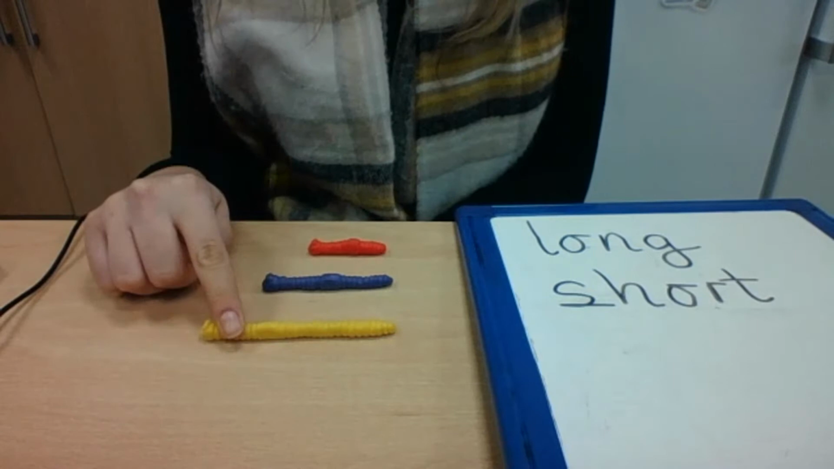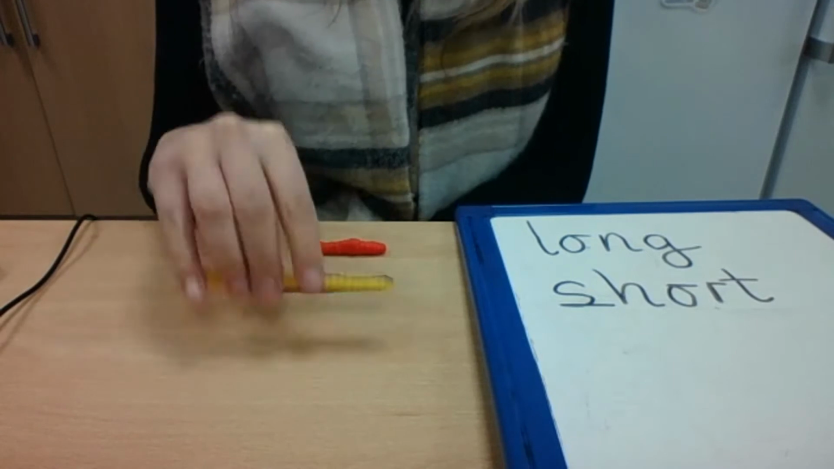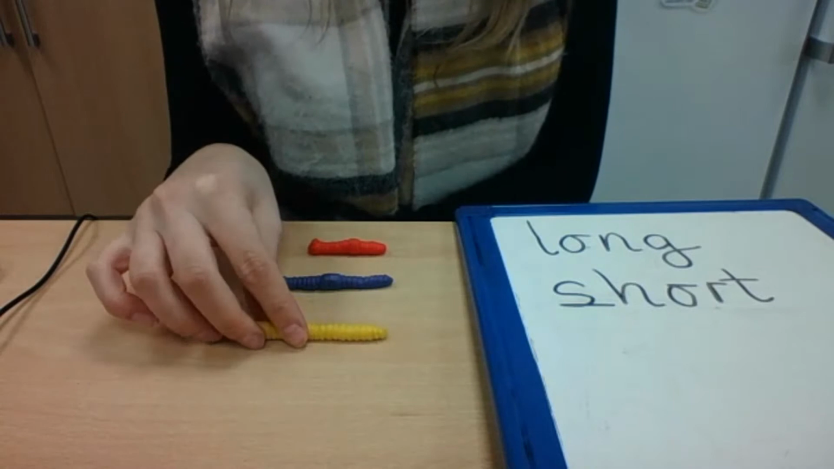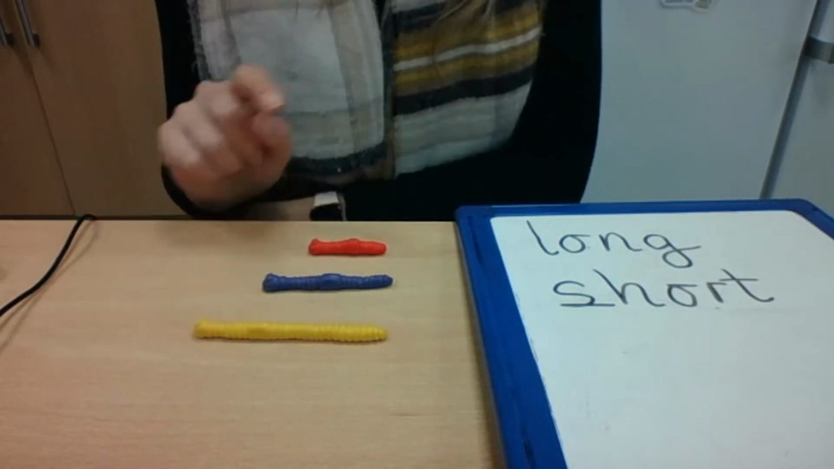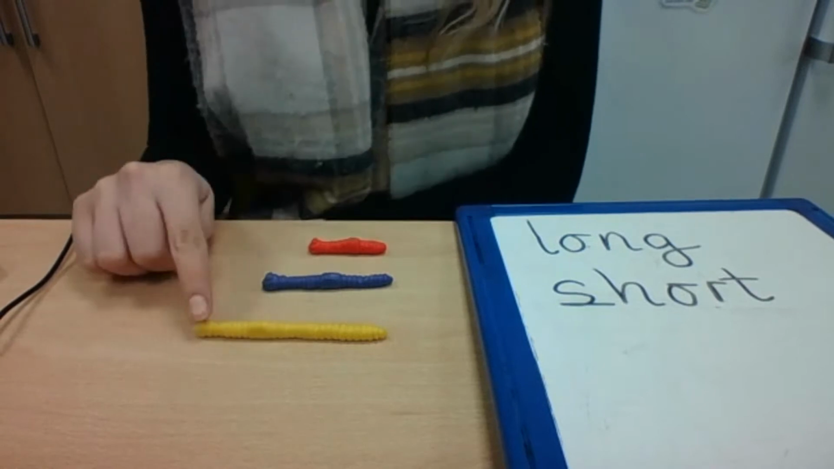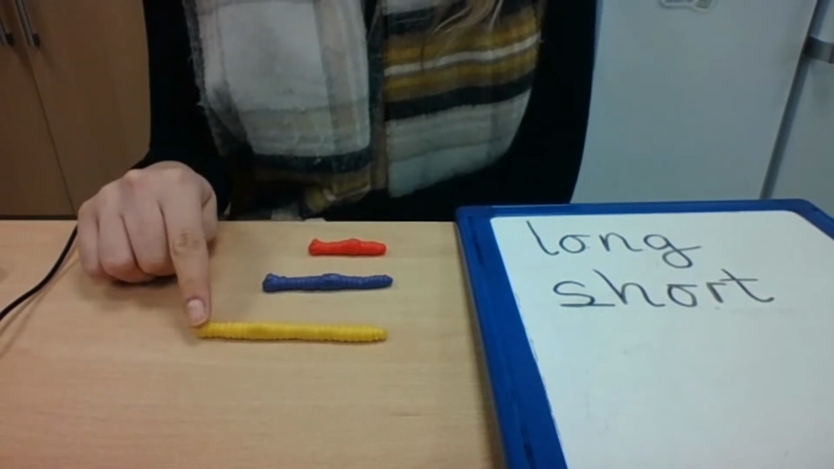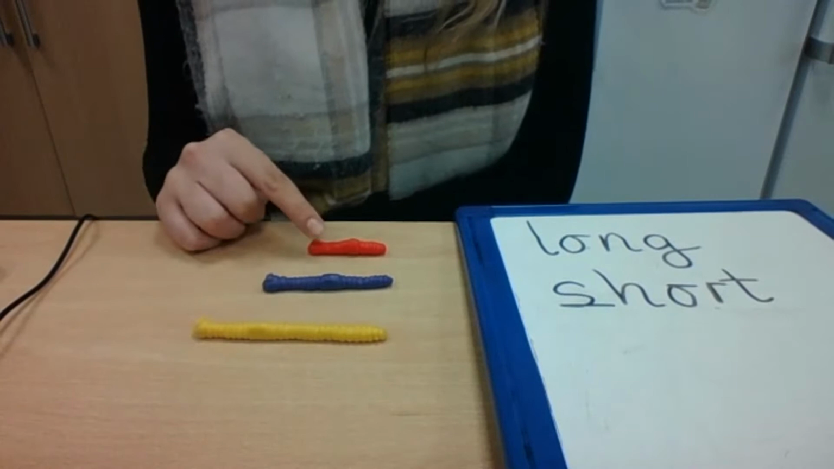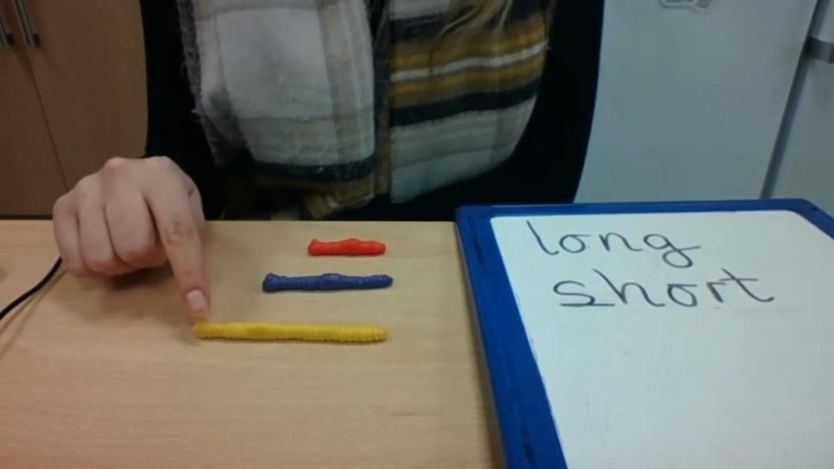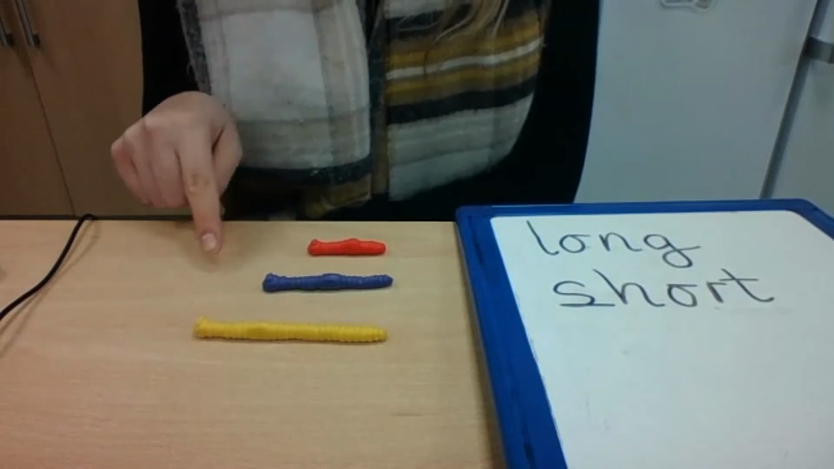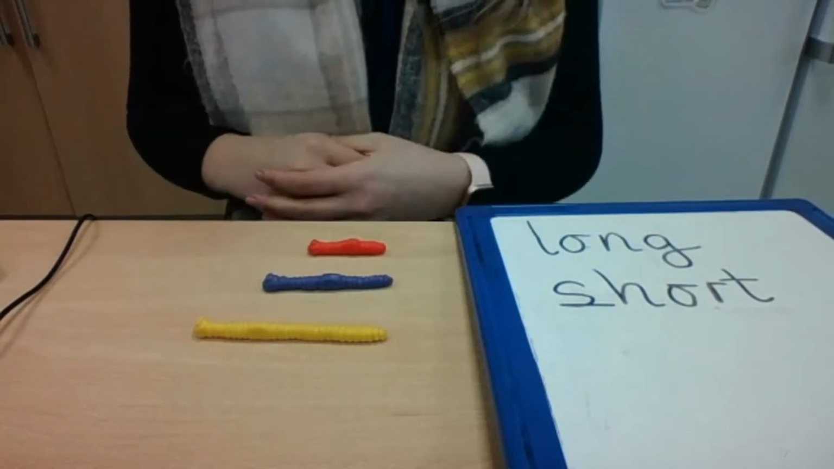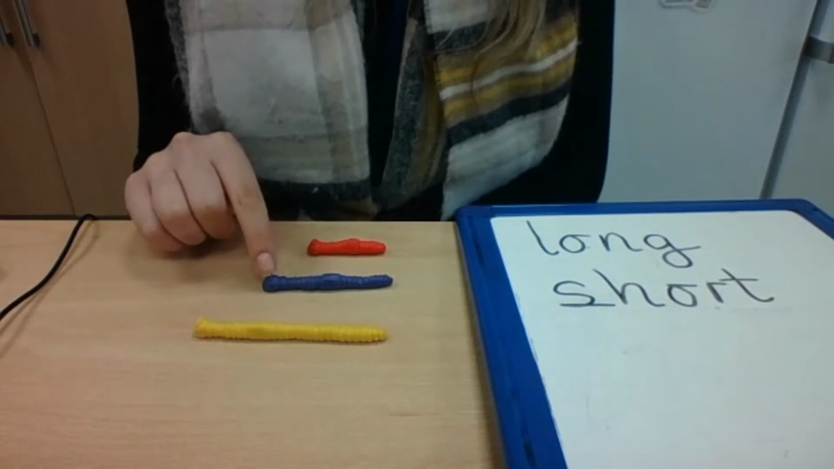The yellow worm, because the purple worm is the longest if we just had these two, but then I've put another longer worm on the table, which means the yellow one is now the longest. So now I can say the yellow worm is longer than the purple and red worm. We can also say the yellow worm is the longest. It's longer than these two, which means it's the longest worm.